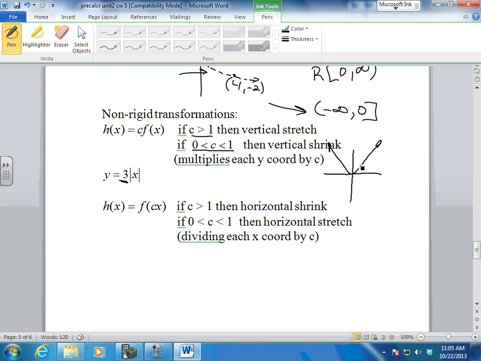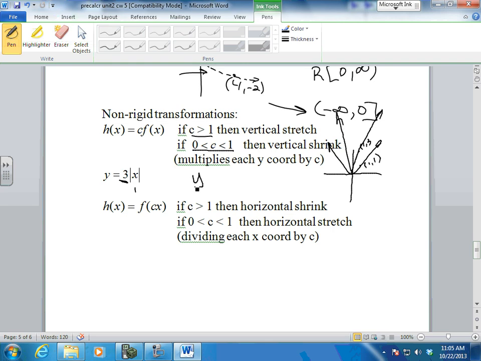So if this is my core graph, an absolute value, if this is (1, 1), let's work this out, (1, 1), we still put a 1 in here, but then we multiply it by 3 and we get (1, 3). See the stretch? It changed the distance to 0. It stretched it up. Now it looks like it shrunk it because it's smaller, but really what it did was stretch the distance from the origin.